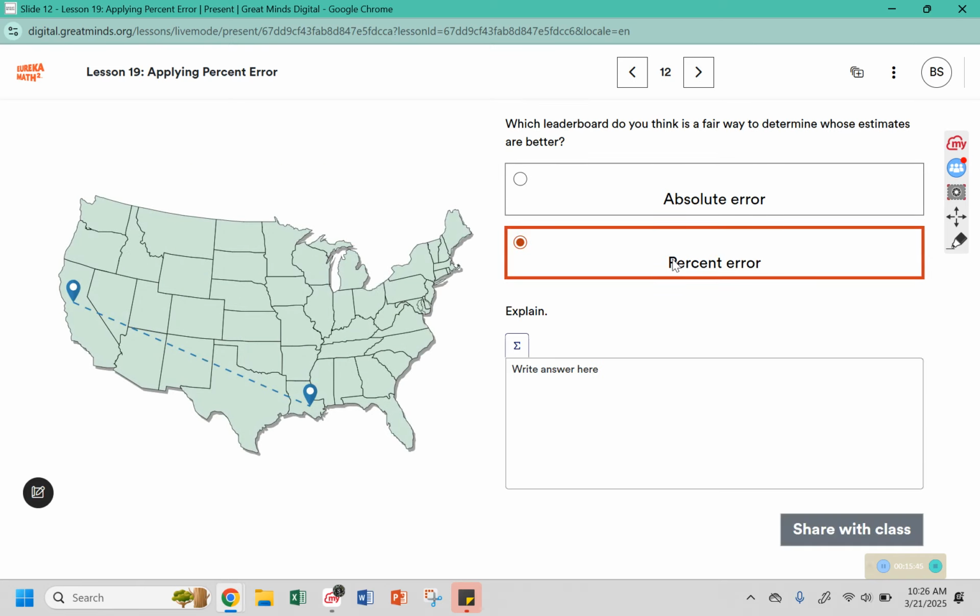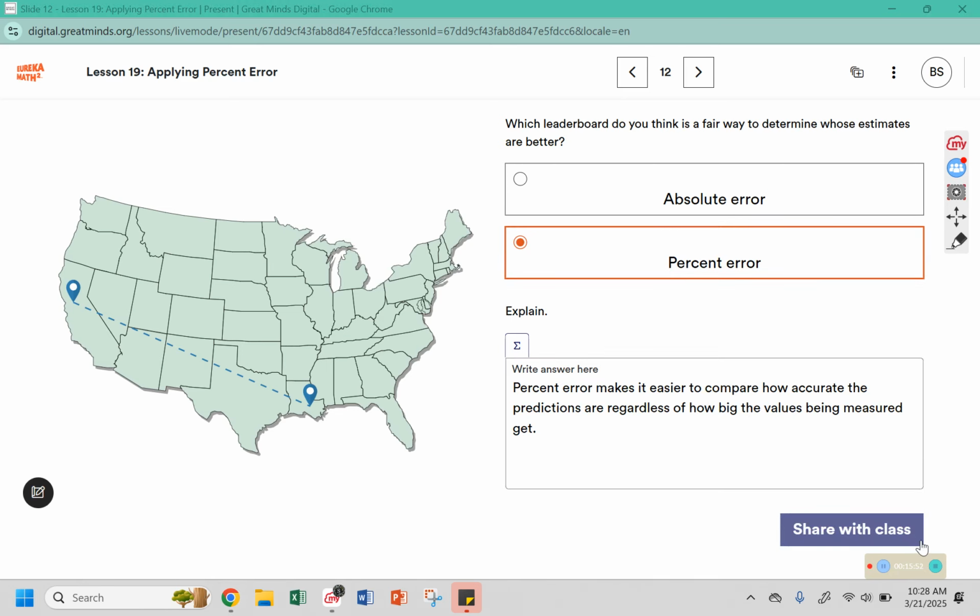The percent error is going to give us a representation in comparison to how large that distance really is. So percent error is better because it's easier to compare how accurate the predictions are based on how big the measurements are. So if you're off by 5 in a small number, it's not as good as if you're off by 5 when you have a huge quantity. So the percent error gives us a comparison of how big or how massive that piece really is.